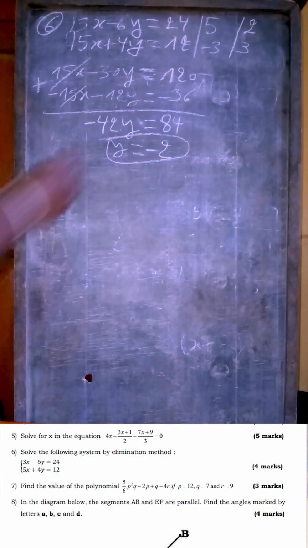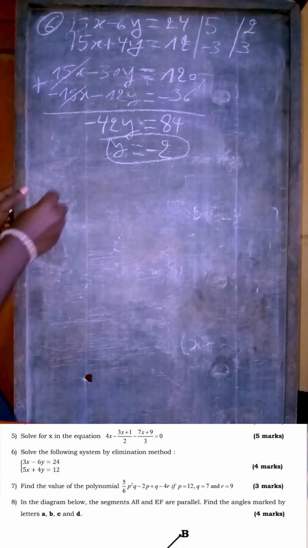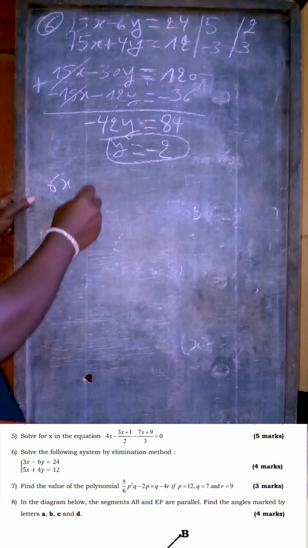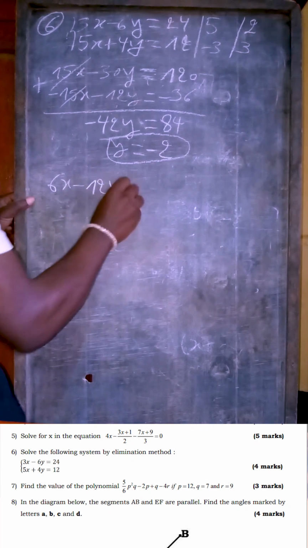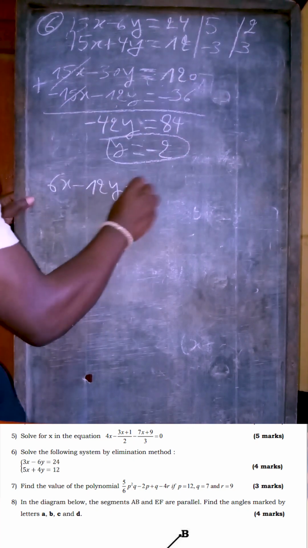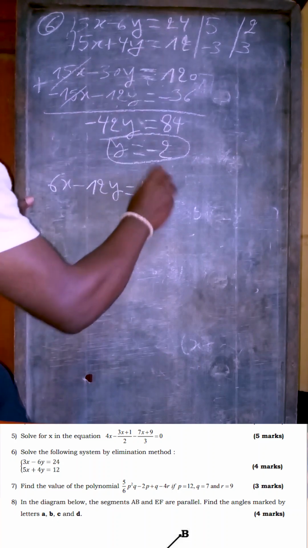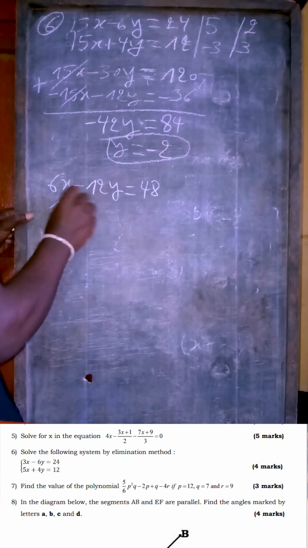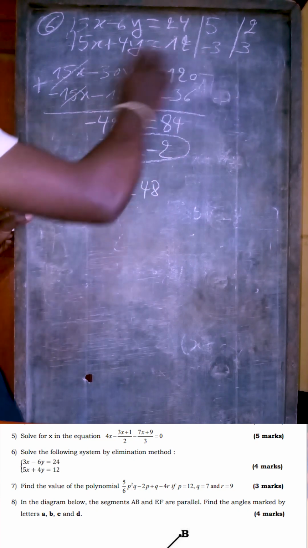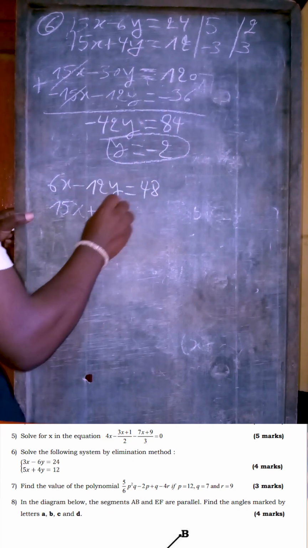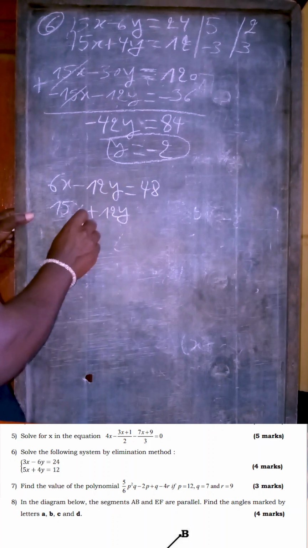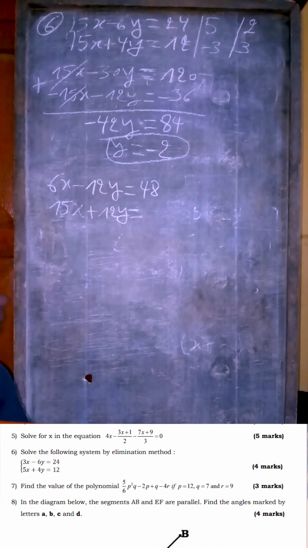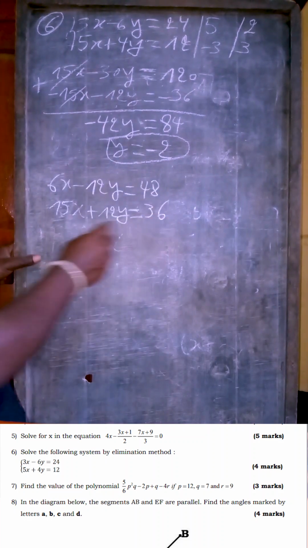Only 2 times 3x is equal to 6x. 2 times minus 6y is equal to minus 12y, and 2 times 24 is equal to 48. And then 3 times 5x is equal to 15x. 3 times 4y is equal to 12y, with plus, as you see. And then 3 times 12 is equal to 36.